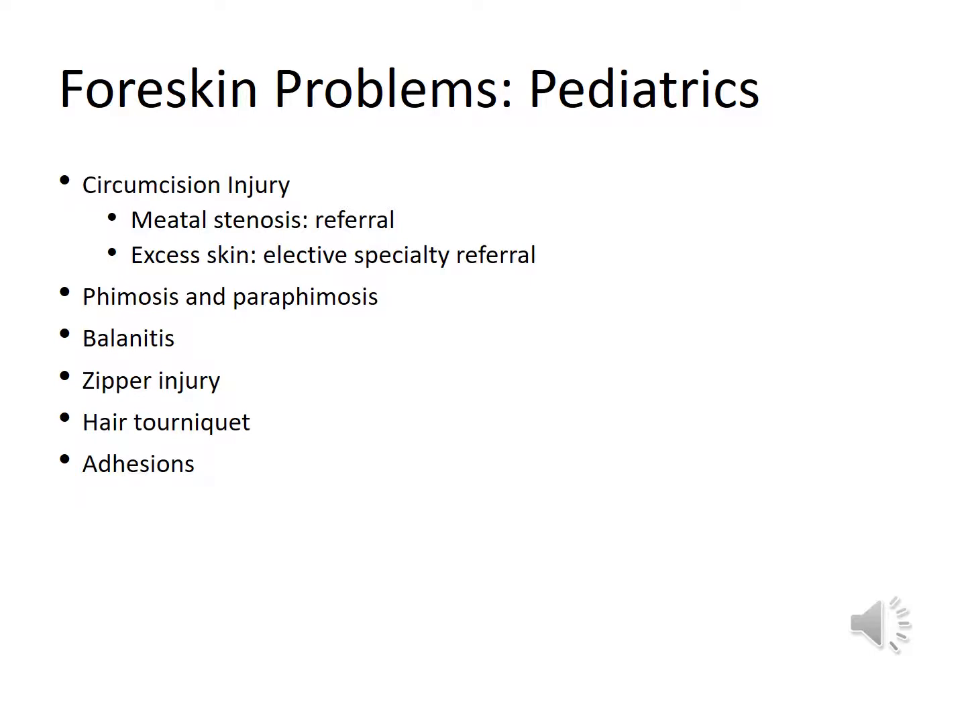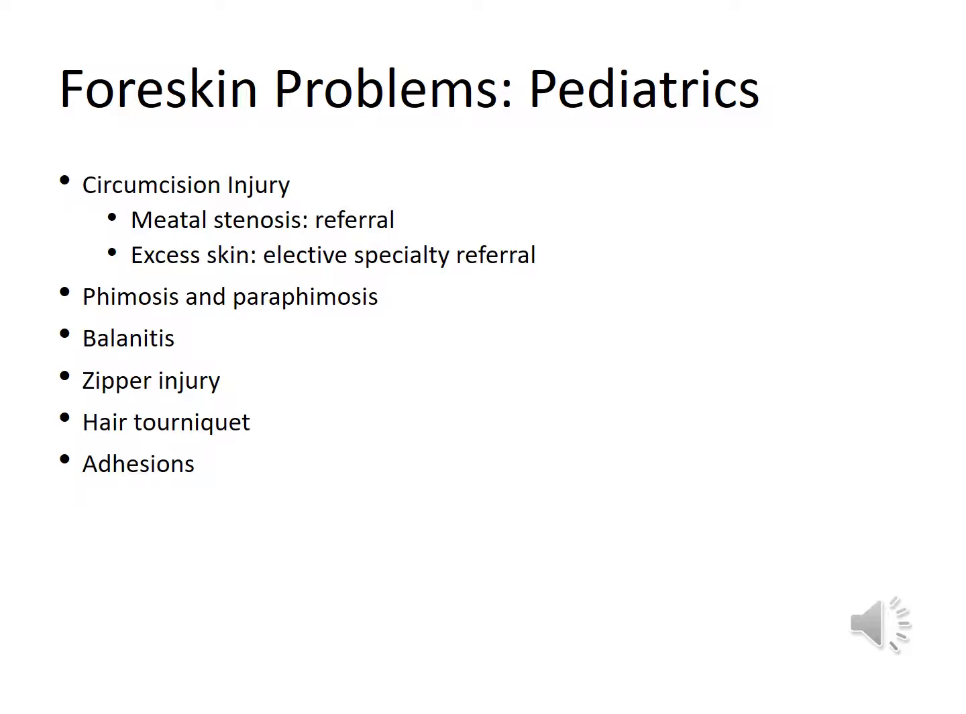Phimosis, again, we talked about that in the adult population. That's when there's tight foreskin which cannot be pulled back over the head of the penis. It often goes away in children with regular gentle retraction. If the child does develop bleeding, infection, or pain with urination, refer to a urologist for that.